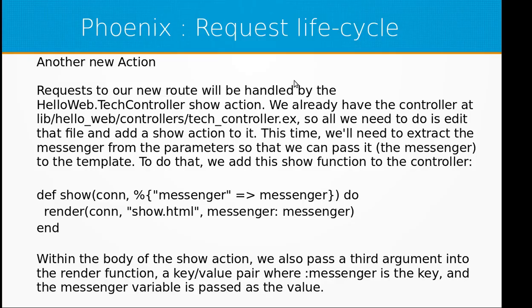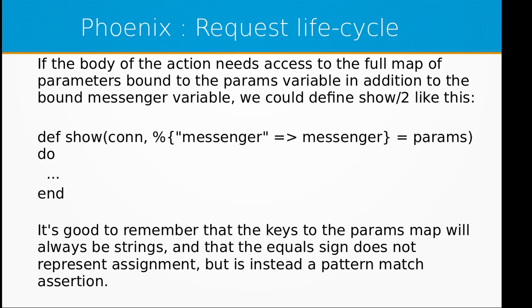Save this file. Within the body of the show action, we also pass a third argument into the render function, a key value pair, where messenger is the key and the messenger variable is passed as the value. If the body of the action needs access to the full map of parameters bound to the params variable in addition to the bound messenger variable, we could define the show function like this. We can add the params at the end of the messenger. So it's good to remember that the keys to the params map will always be strings, and that the equal sign does not represent assignment but is instead a pattern match assertion.